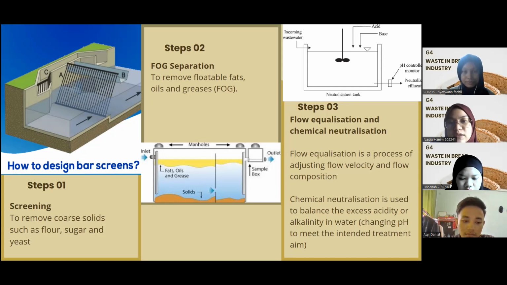Flow equalization is a process of adjusting flow velocity and flow composition, while chemical neutralization is used to balance the excess acidity or alkalinity in water, which is changing pH to meet the intended treatment. So, next slide.